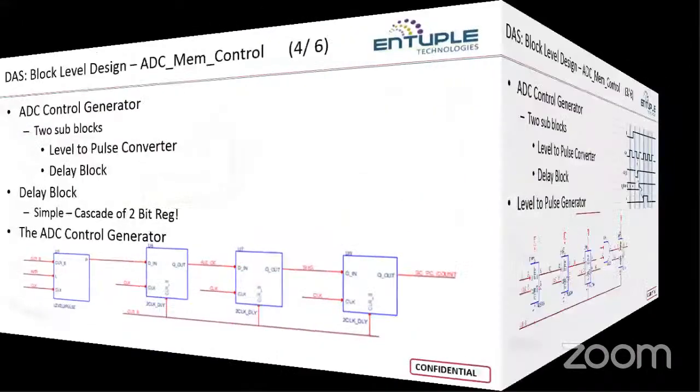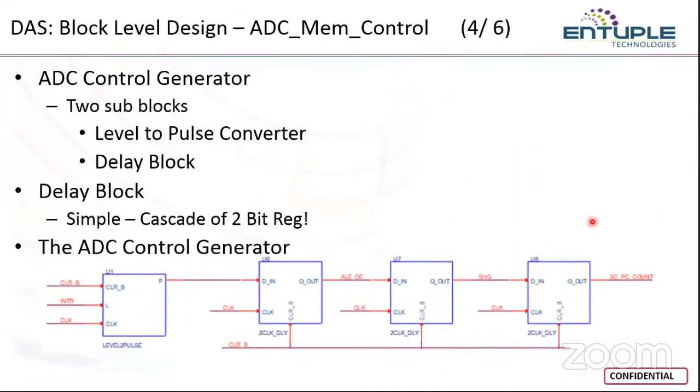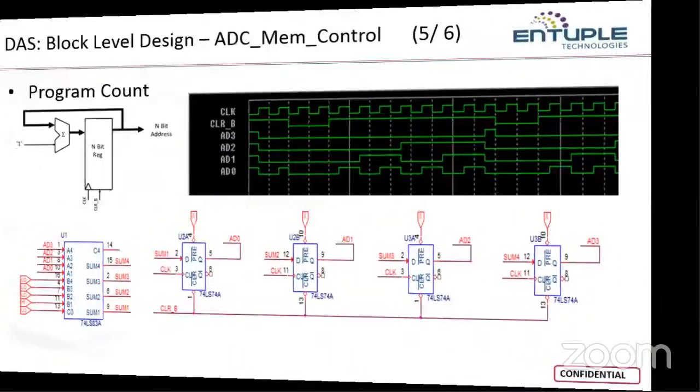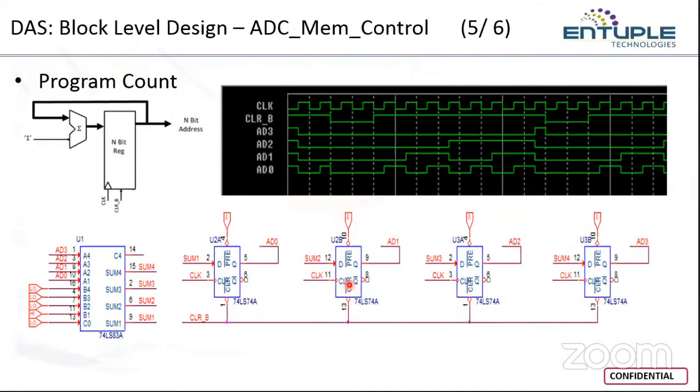And then we have the delay block. For including or sensing a delay, we have a cascade of 2-bit registers. For this 2-bit register, we use 2 D flip-flops. Then we come to the program counter, because you have to generate the data and store it in the respective addresses. For generating those addresses you need a counter, and here we are working on 8-bit data, so you need an 8-bit counter.